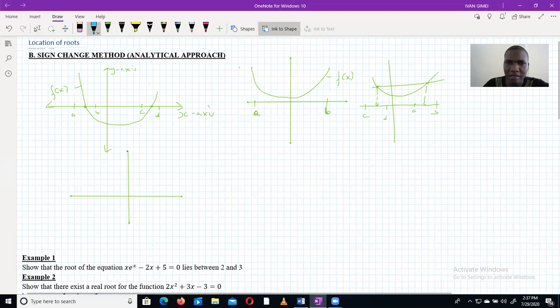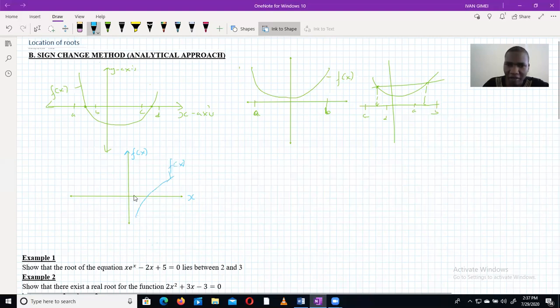This is my y-axis, of course, which I have as f of x, and this is my x-axis. Now, we're saying if the root exists, then the curve should cross the x-axis. Let's say it has come like this. It can come like that. Something like this. It has crossed the x-axis in this interval. This is my function, f of x, that I'm plotting.